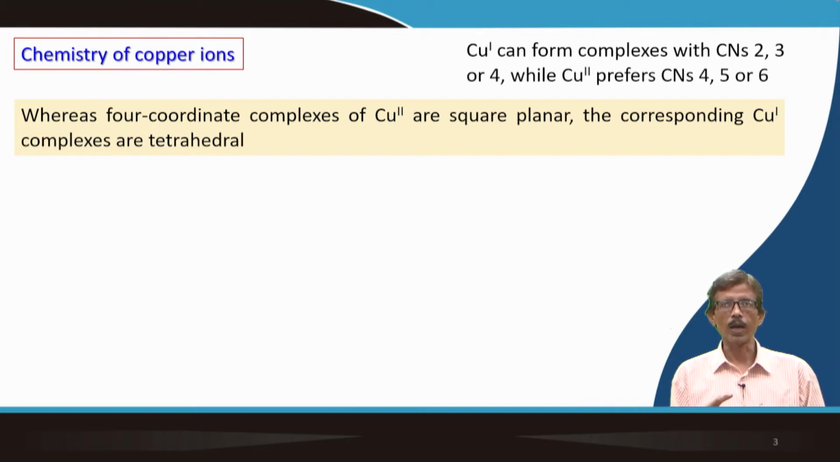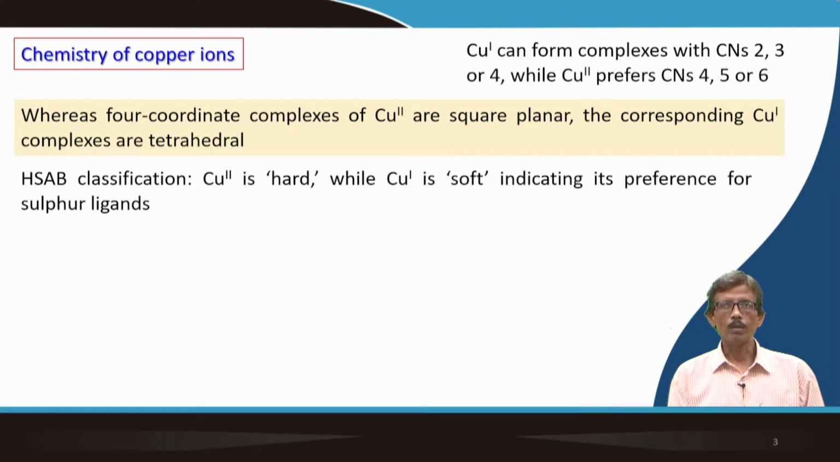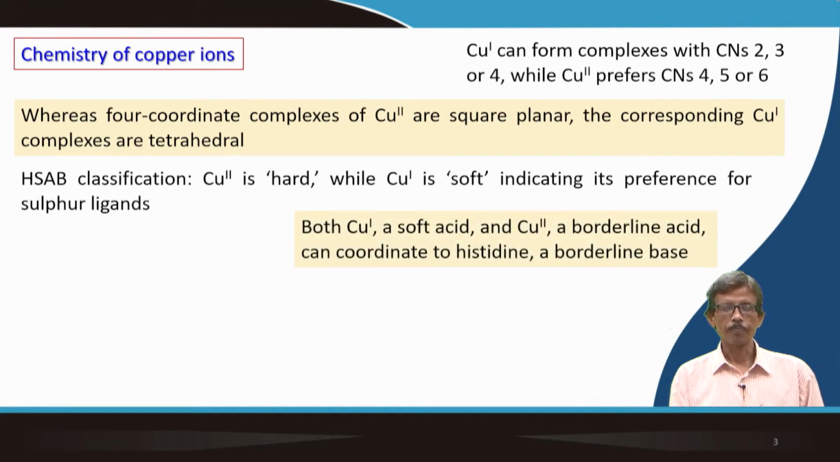Like your zinc 2 plus, it will try to remain in a tetrahedral geometry. The corresponding hard-soft acid-base theory tells us that copper 2 is hard because it is the higher oxidation state, while copper 1 is soft. So copper 1 will prefer softer ligands, and copper 2 and 1 both will prefer a borderline donor group, which is nitrogen, as we will see with time.